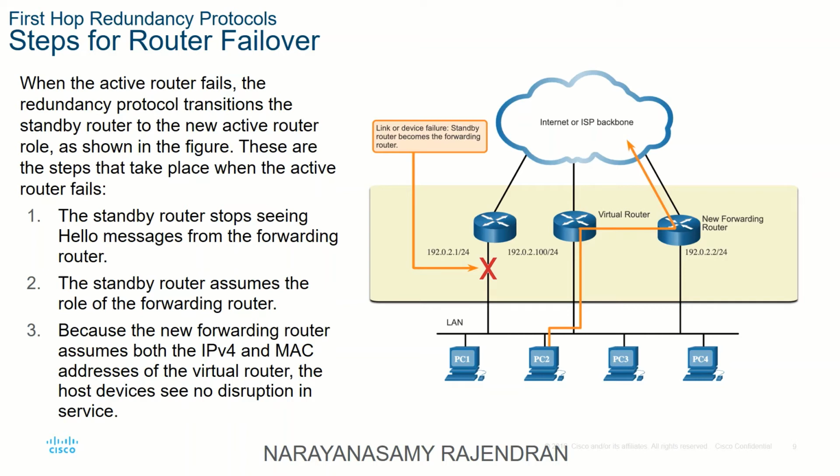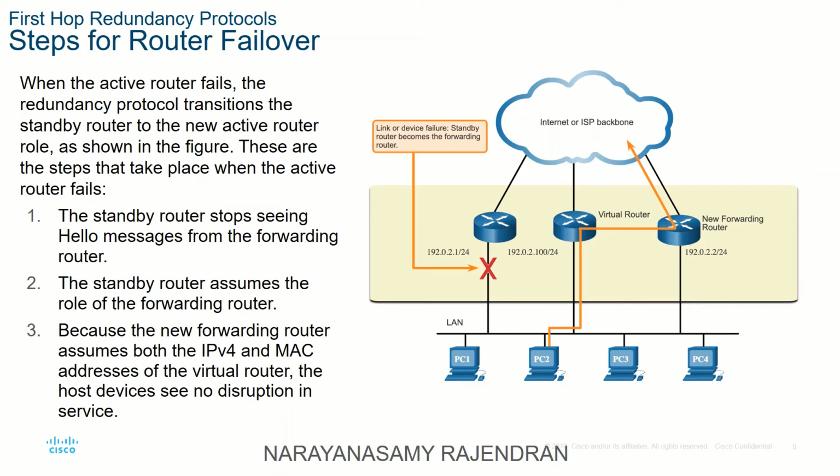So here are the steps. What is the first step? The standby router stops seeing the hello message from the forwarding router. So how does this standby router know that the forwarding router fails to perform or goes down?